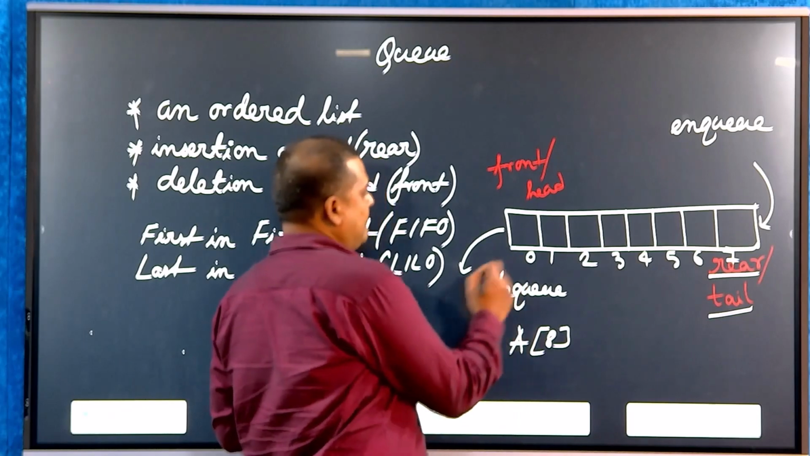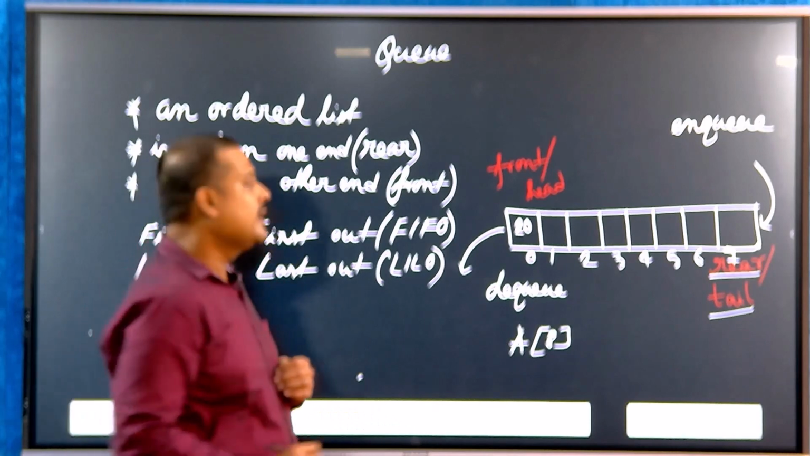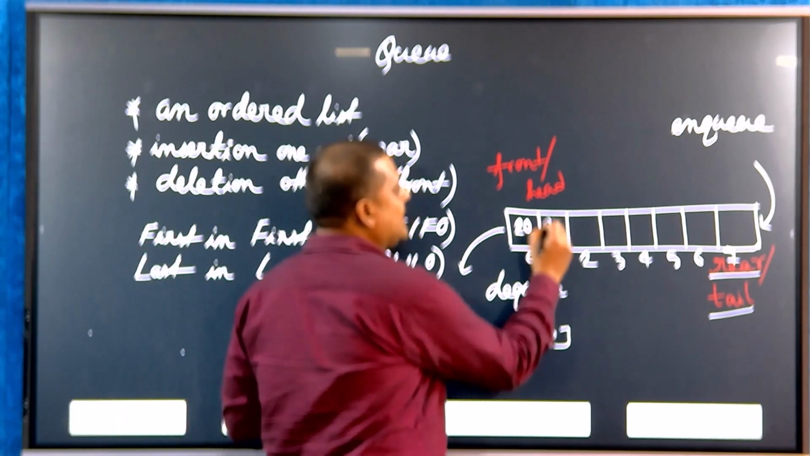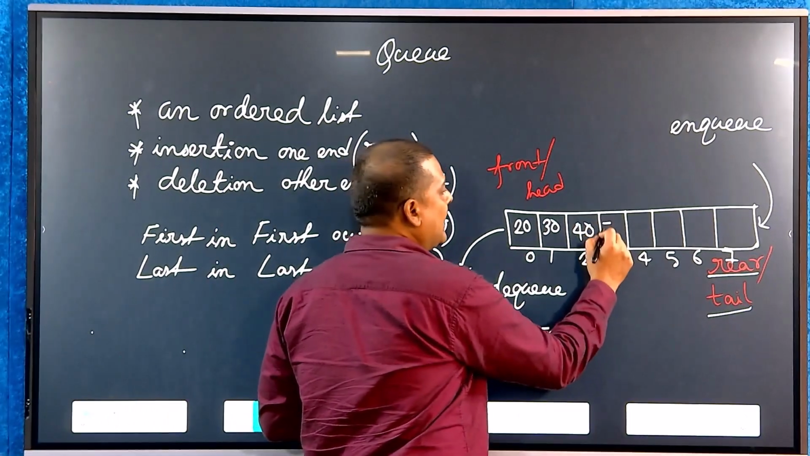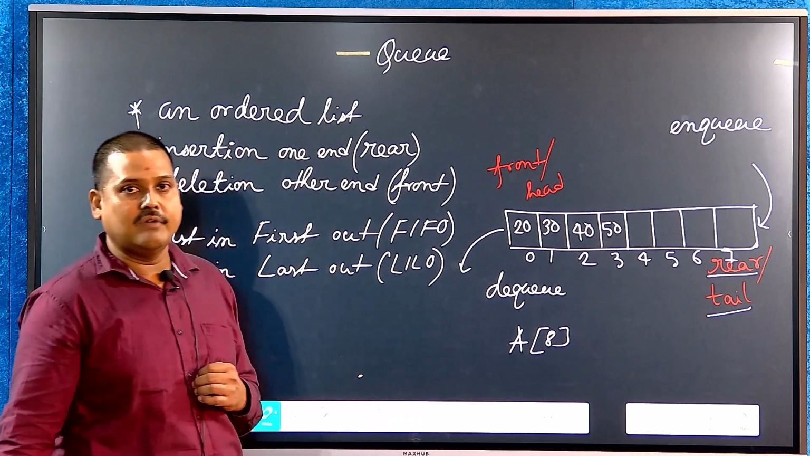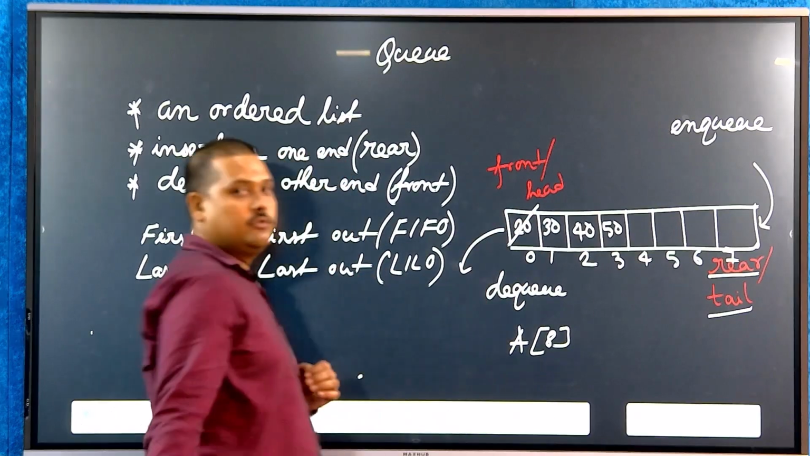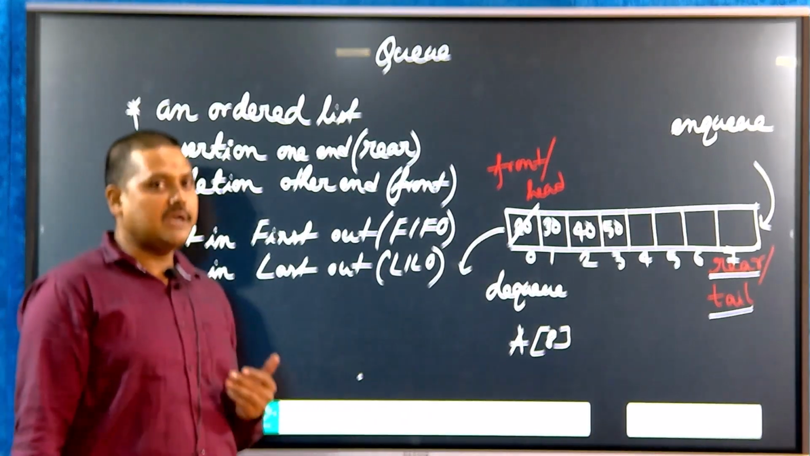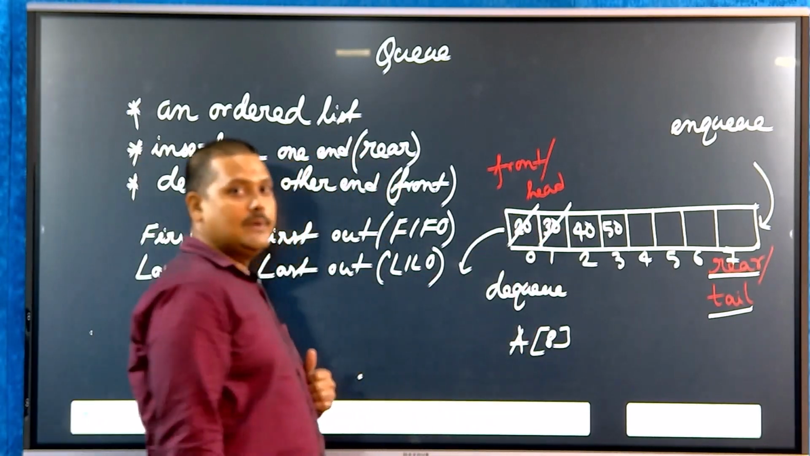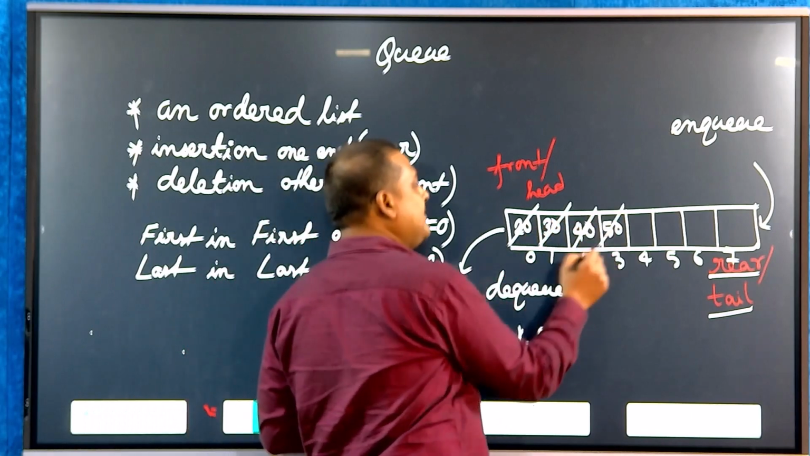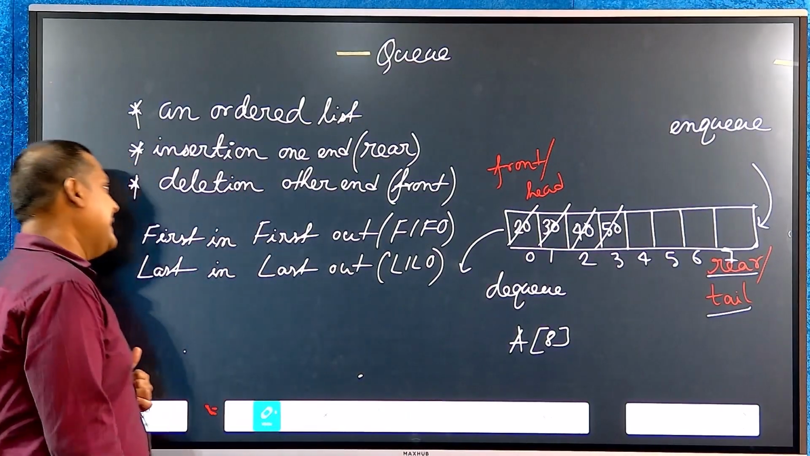Say we have inserted an element, 20, here. Then I want to insert another element like 30, that will be inserted here, and then 40, then 50, and the elements will be inserted in this way. Whenever we try to delete an element, 20, the first element which was inserted, will be deleted first. Then 30 will be deleted, then 40, then 50.